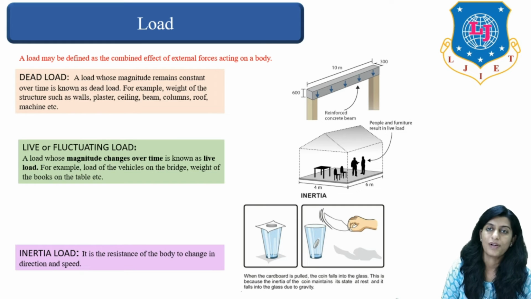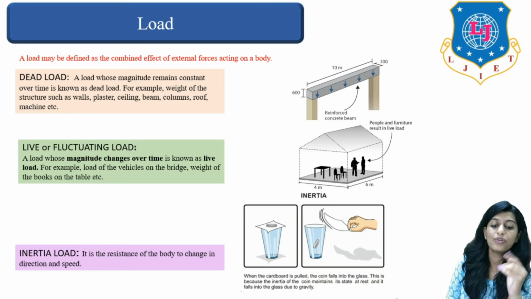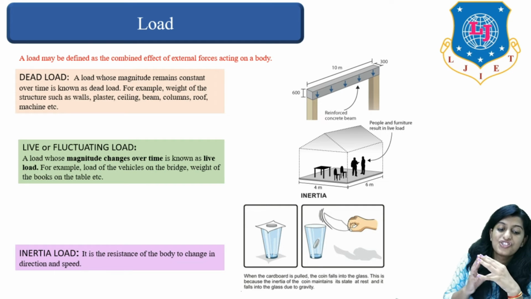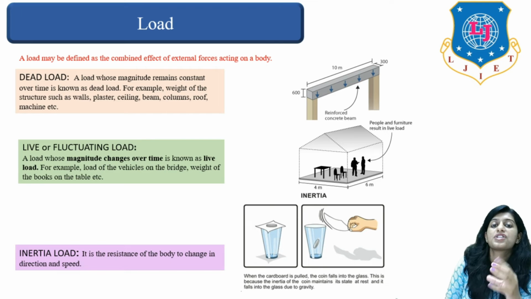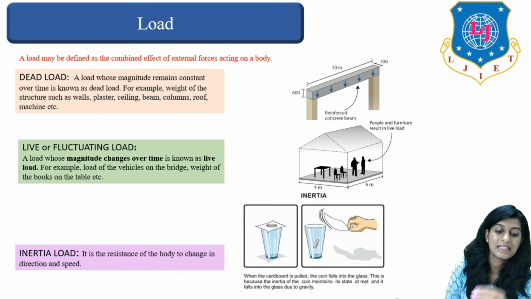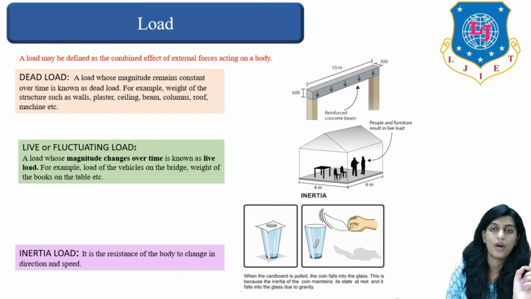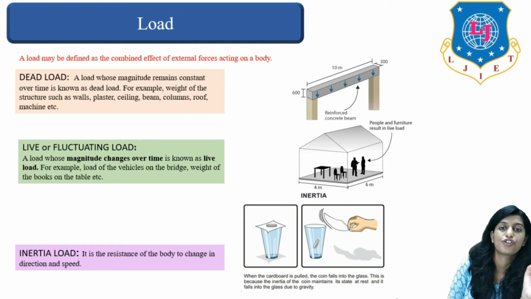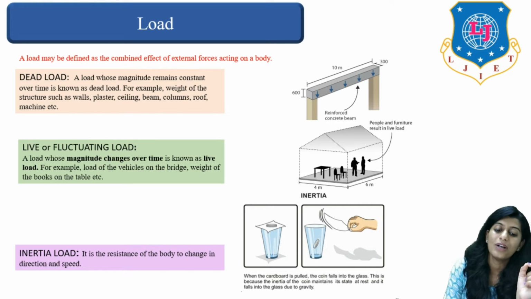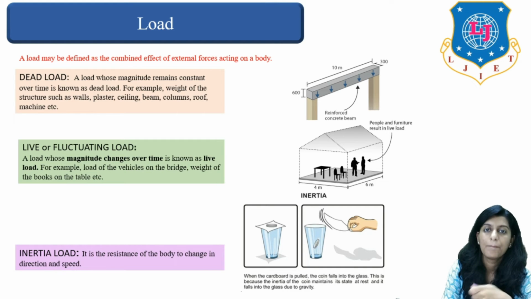This is because the inertia of the coin maintains its state, right? So the inertia of the coin will remain as it is, and due to that the change in position of the coin does not take place, and at rest will be the position for the coin. So the coin will remain at the position of rest, and it falls inside the glass due to gravity when we pull the paper or cardboard over which we have put the coin.